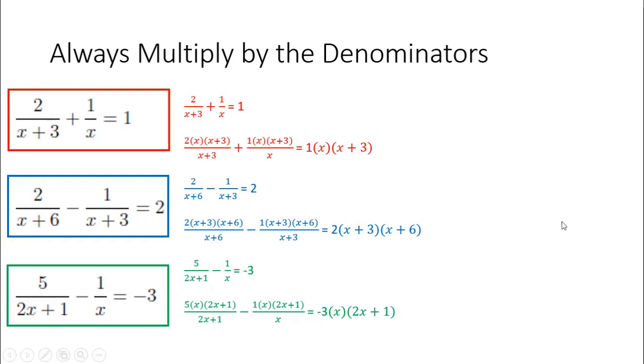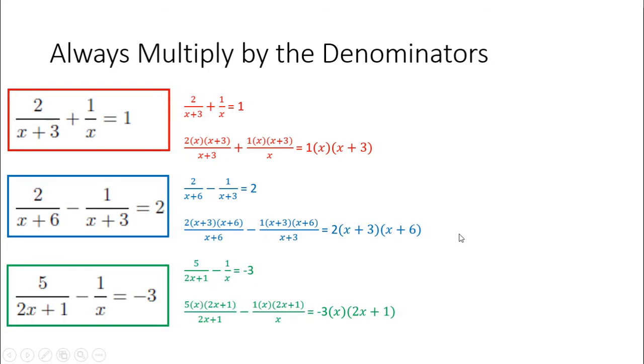And on the other side of the equation, where I had this negative 3 before, I have to multiply negative 3 by both x and 2x plus 1. Again, I put everything that I was multiplying through in brackets so that I'll remember to multiply it through after.